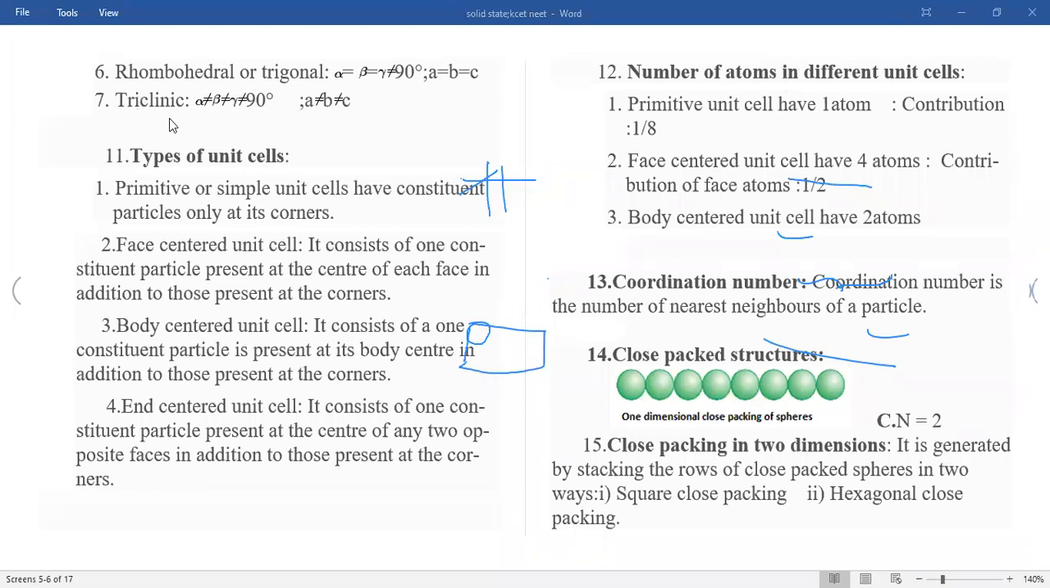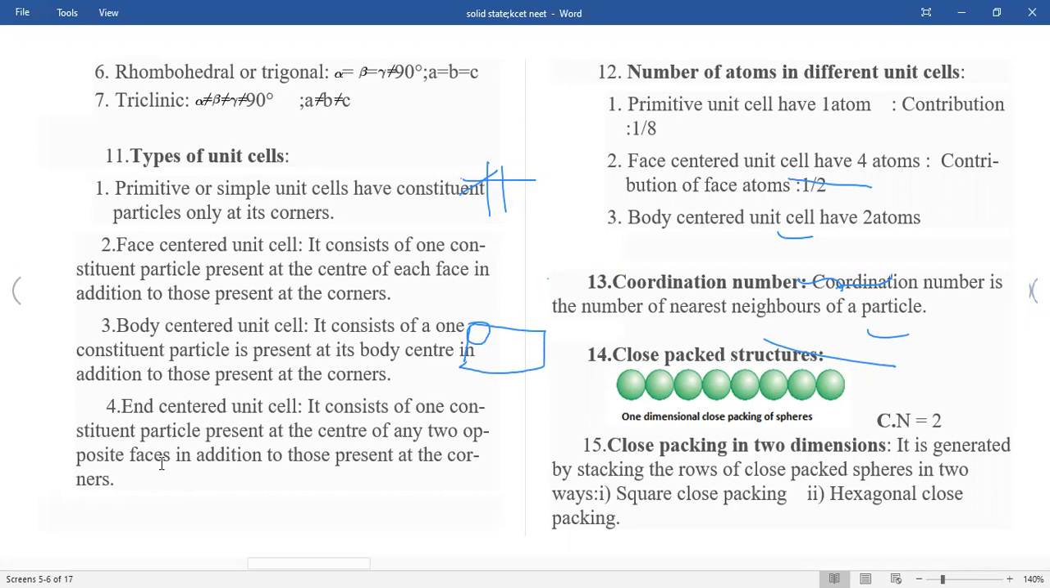Okay, now come to the types of unit cell. A primitive or simple unit cell consists of particles only at the corners. Face centered consists of constituent particles at the corners as well as at each face. A body centered unit cell consists of one constituent particle at the body center and the atoms at the corners. End centered consists of one constituent particle present at the center of any 2 opposite faces, dear students, in addition to the corners.